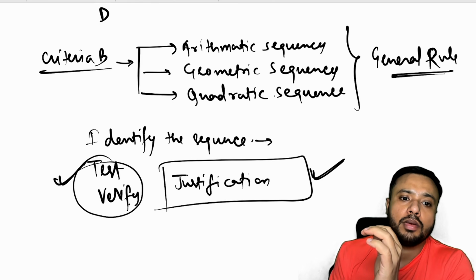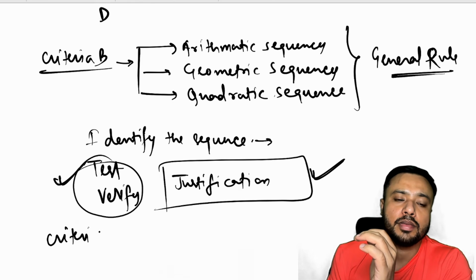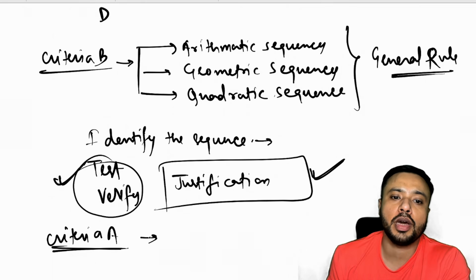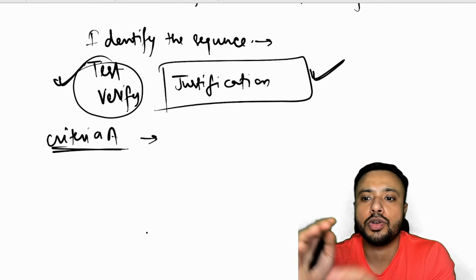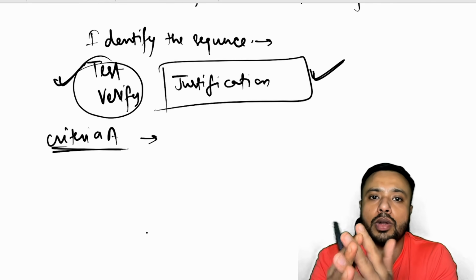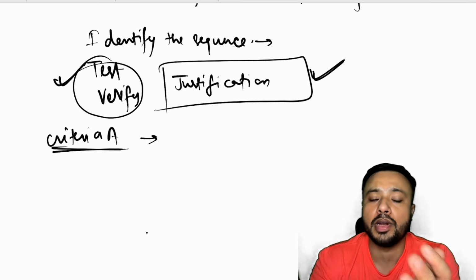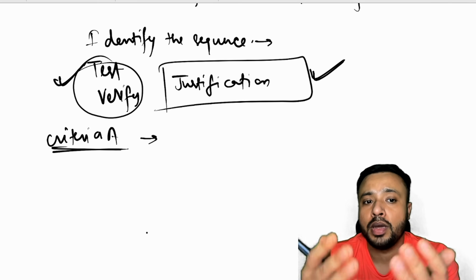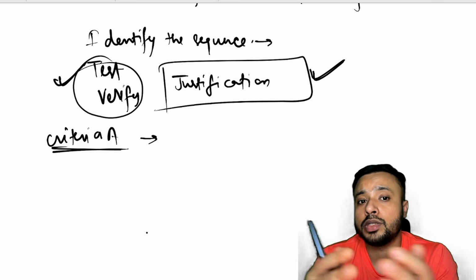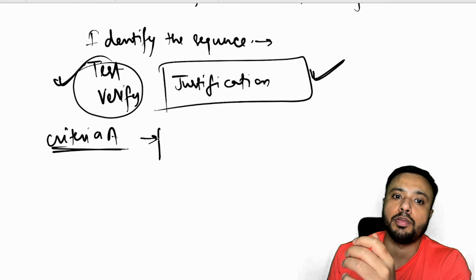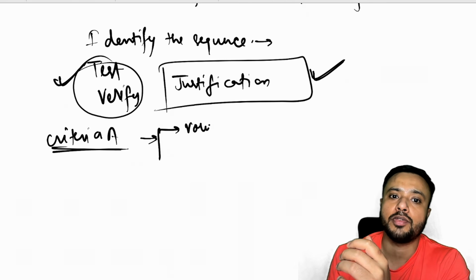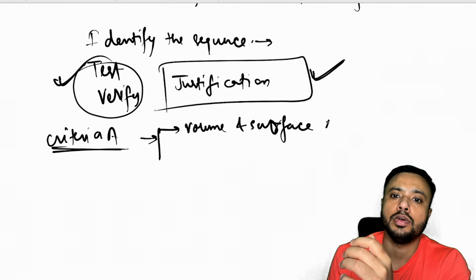Another thing, when I say criteria A, criteria A does not require any kind of real world application, does not require you to know how to apply a particular mathematical concept in real life scenario. So when I say criteria A, please be good in topics like volume and surface area. I'm just noting down easier topics for all of you. Just be good in volume and surface area, guys.